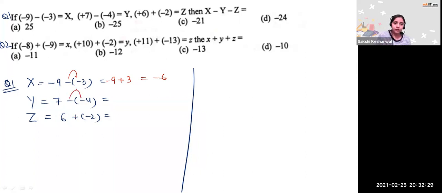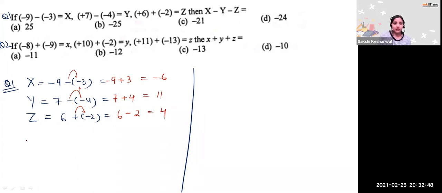Now again, negative into negative is positive. So this is written as 7 plus 4. So both you're adding, so this is equal to 11. Now this is equal to 6, positive into negative is negative. So one is positive, other is negative, so you will be subtracting and putting the sign of the greater number. 6 minus 2 is 4, and put the sign, this is equal to 4.